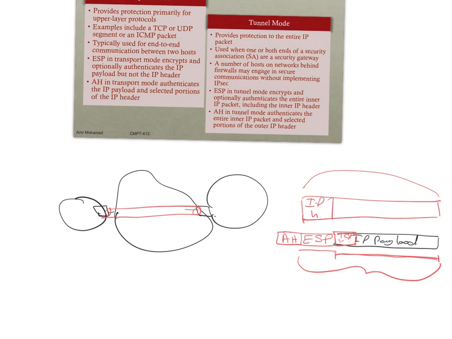So where does the IP header come in? The IP header comes after this. So the original IP header, we call it the original IP header, comes after this. So in the transport mode, the IPsec works on top of the IP header. Clear? Okay? So this is the transport mode. Clear? Any question about this?